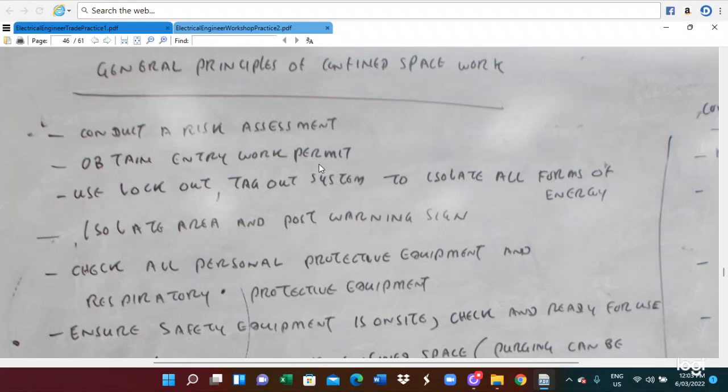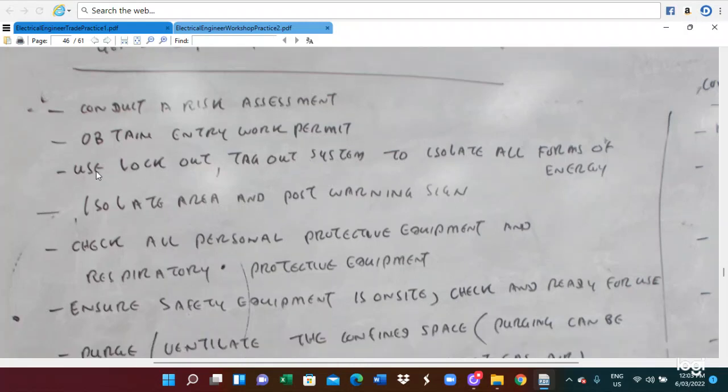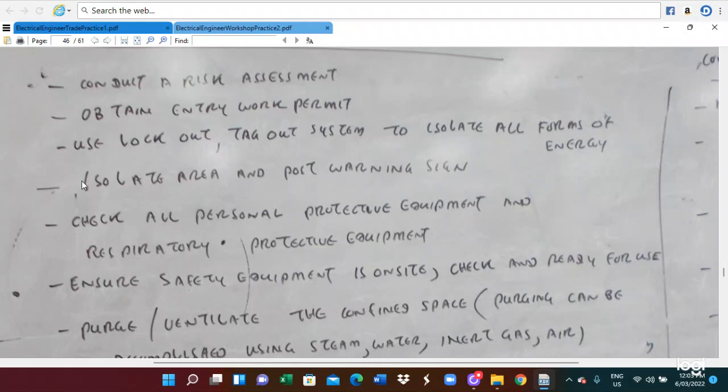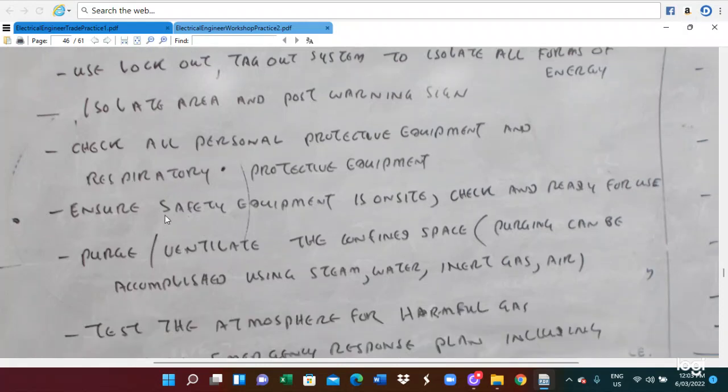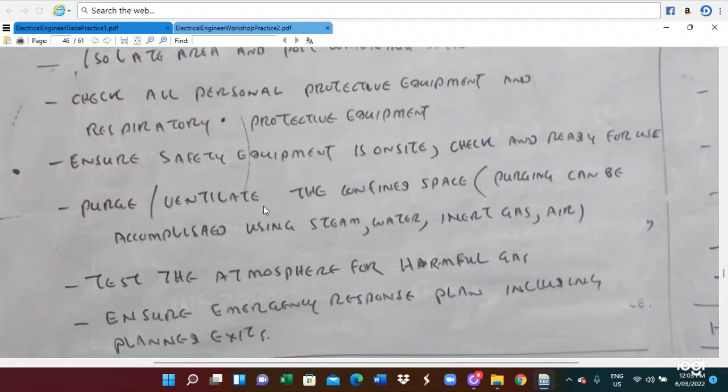And also obtain the entry permits. Use a lock-out and tag-out system to isolate all forms of energy, isolate the area, and post one person inside. Check all personal protective equipment and the respiratory protective equipment, ensure the safety equipment on site is checked and ready for use, purge and ventilate the confined space.